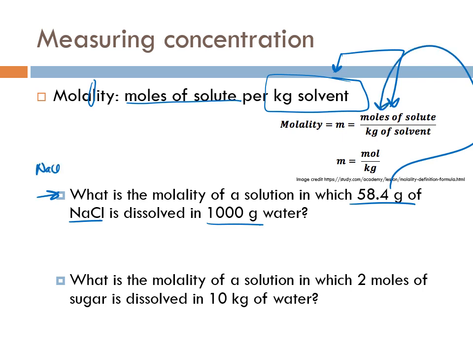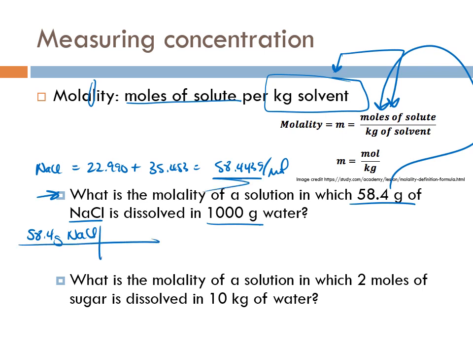So sodium chloride is going to be sodium 22.990, chlorine 35.453, and that's going to give us a grand total of 58.443 grams per mole. So 58.4 grams of sodium chloride, put grams on the bottom, 58.443 grams per mole. Do that division, 58.4 divided by 58.443. This should be pretty equal to 1, and it is 0.99925, lots of digits, moles of sodium chloride.